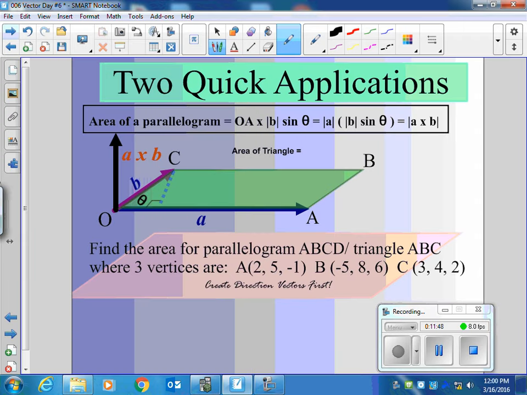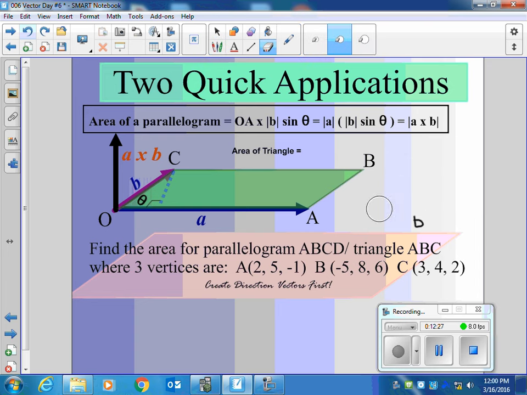One quick application is area of a parallelogram. Now, where does that come from? Let's say we had two vectors, A and B, just in space, and we wanted to make a parallelogram out of it. You could do a parallel B out here, parallel A here, and you can kind of see a parallelogram that you could actually find the area for. The formula for a rectangle is base times height. You agree with that? So if I clipped this off and moved it over here, can you see that this parallelogram is still base times height?